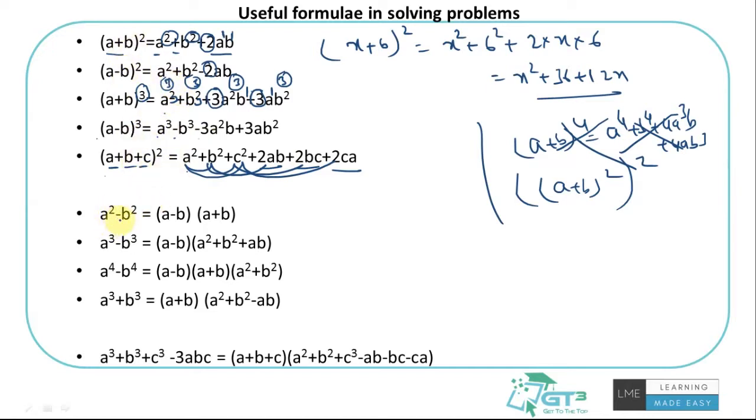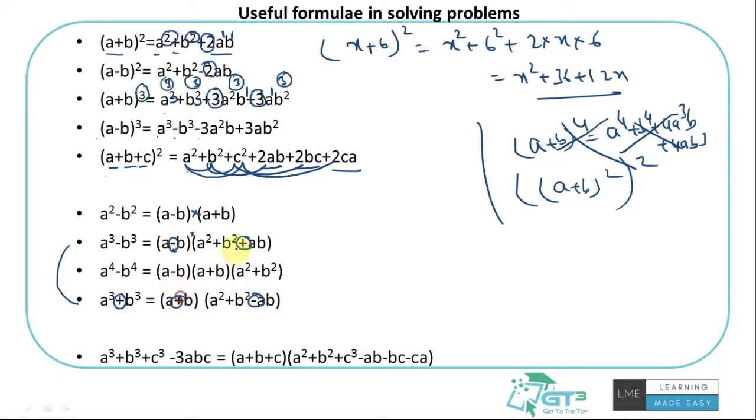Then a square minus b square is written as a minus b into a plus b. Right, this is into. a cube minus b cube is written as a minus b into a square plus b square plus ab. And a cube plus b cube is written as a plus b into a square plus b square minus ab. You see, this is minus I am seeing here, and then I have a plus here. When it comes to a cube plus b cube, I have a plus here and then I have a minus here.